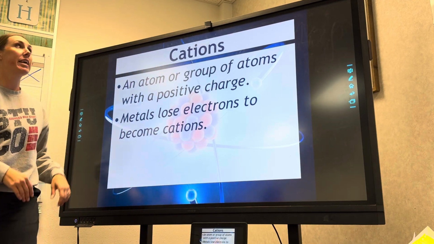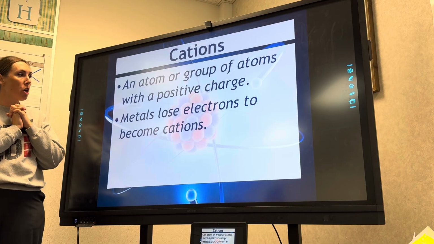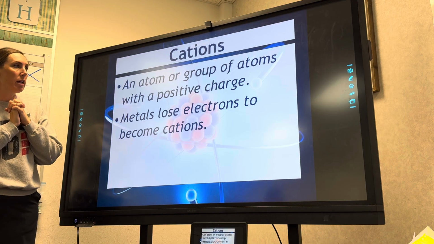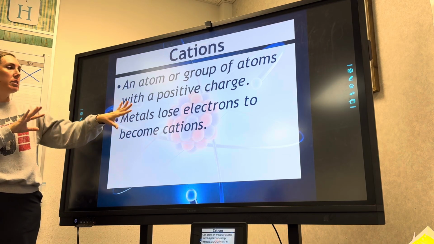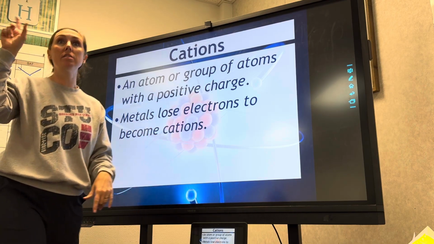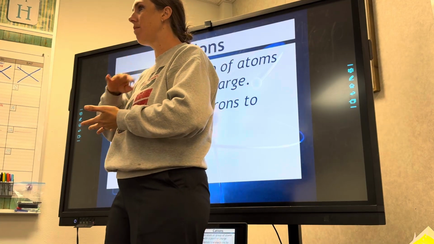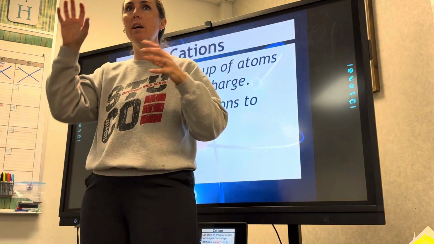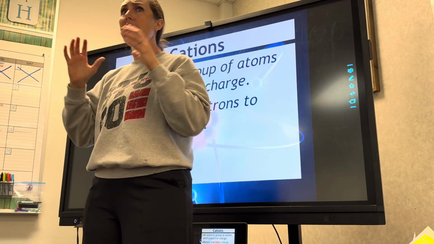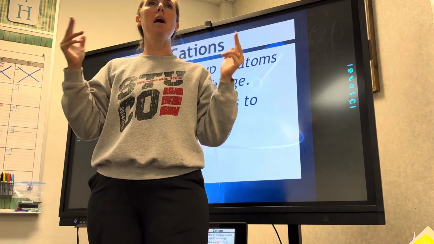Okay, cations. An atom or group of atoms with a positive charge. Metals lose electrons to become cations. I'm not going to test you about the metals. Cation is something with the positive in the corner. So cats, yay, we love cats. They're a positive thing. We also love Caterpillar brand excavators and stuff. We love Cat 9 baseball bats. Cats are great. They're positive. Anything that's positive is a cation.